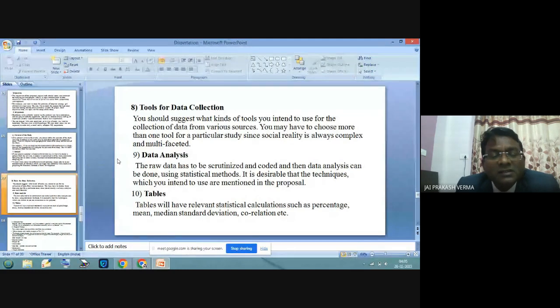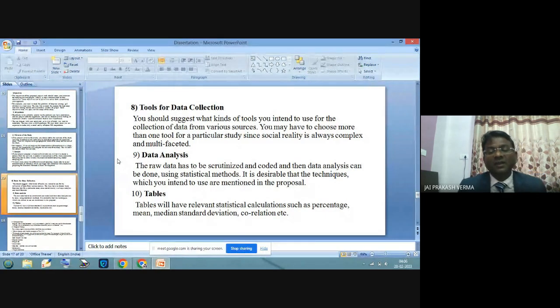Data analysis is also very important. The raw data has to be scrutinized and coded, and then data analysis can be done using a statistical package like SPSS. It is desirable that the techniques which you intend to use are mentioned in the proposal. Tables will present the relevant statistical calculations such as percentage, mean, median, standard deviation, correlation.